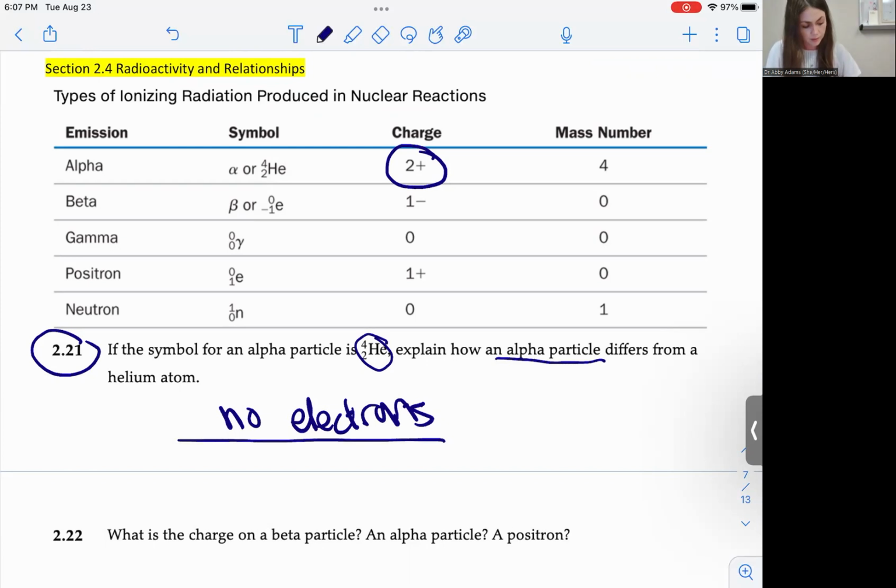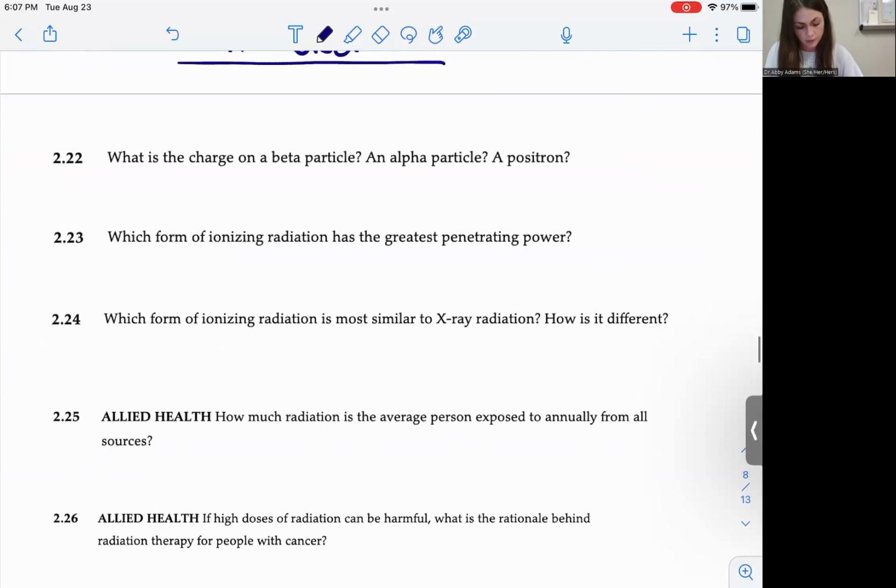2.23, which form of ionizing radiation has the greatest penetrating power? You can go back on your slides, but the greatest are gamma, and remember the one that you need concrete for? Neutrons.